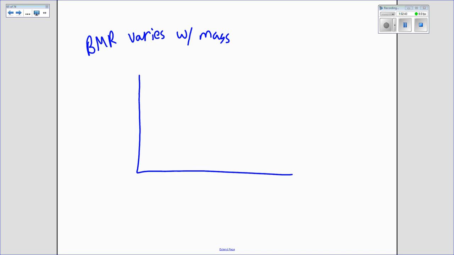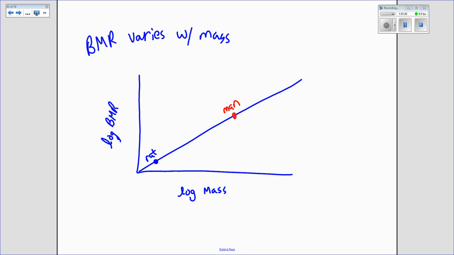If you create a graph, now this is a log graph, so it increases by factors of 10. If you don't remember what log is, don't worry about that. But this is a log of the BMR versus the log of the mass. If we plot this, it's a straight line. It looks like this. So over this wide spectrum of masses, the BMR increases with mass by orders of magnitude. Down here, for example, we might have a rat with a very small mass and a very small BMR. So they just don't need many calories just to exist, right? And then up here, far removed from the rat, is the man.